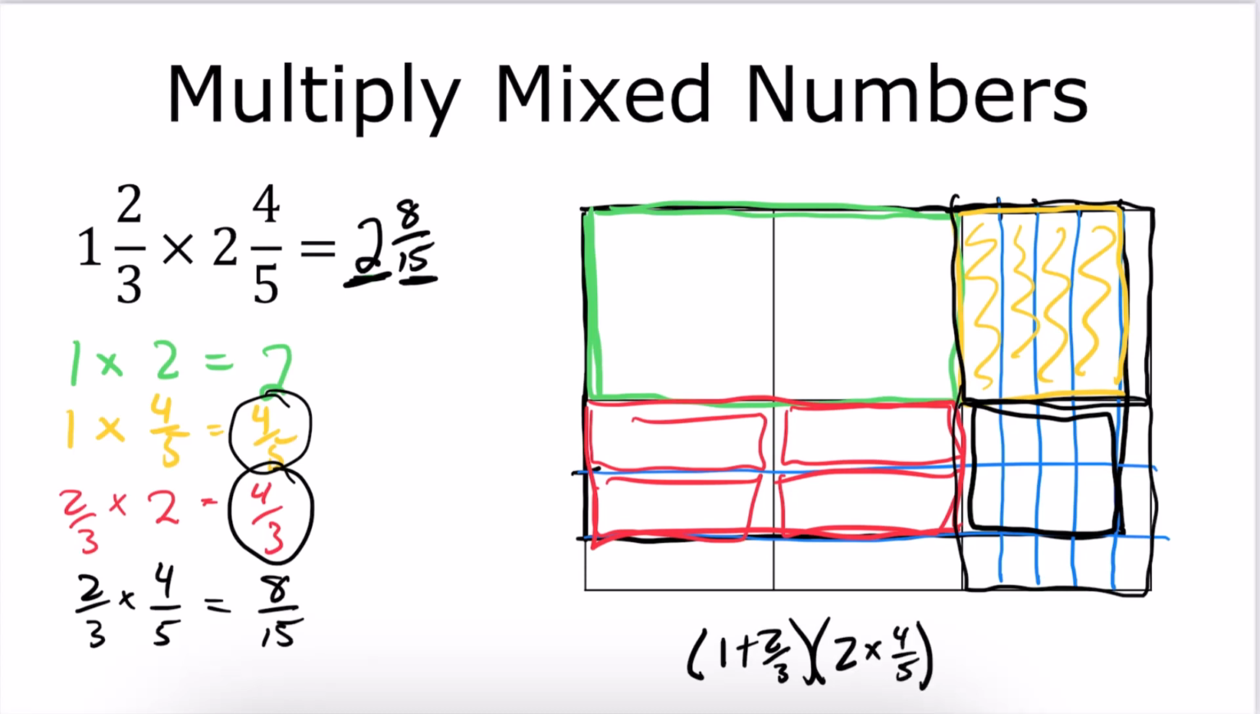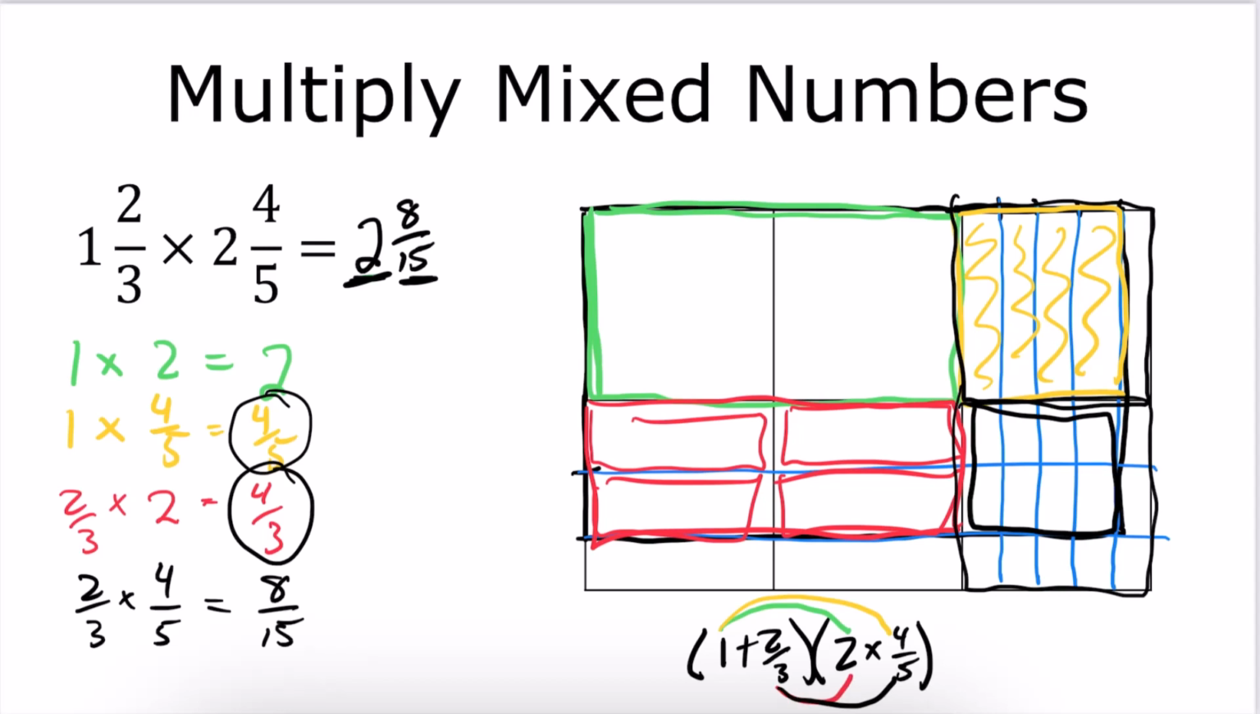And this green part is doing 1 times 2. The yellow part is doing 1 times 4/5. The red part is doing 2/3 times 2. And the black part is doing 2/3 times 4/5. So you don't have to show your students that.